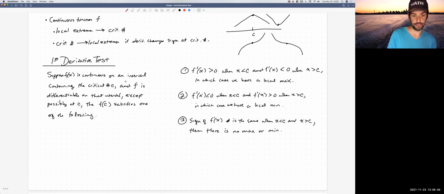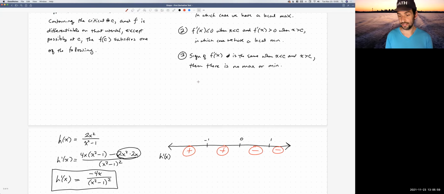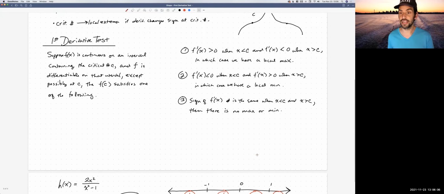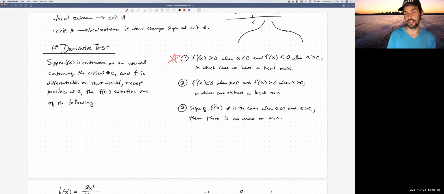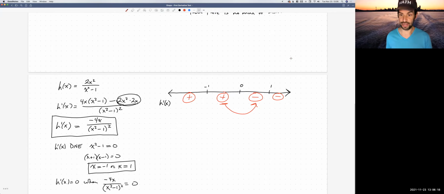So we're thinking about the critical number at 0. f is differentiable at 0. So we do have that, right? That was the critical number where the derivative was equal to 0. And we satisfy one of these three things. At 0, the derivative goes from positive to negative, right? We start out positive, we go negative. That's case 1. f prime is greater than 0 when we're below c, in this case c is 0, and we're negative when we're above c, we have a local max.